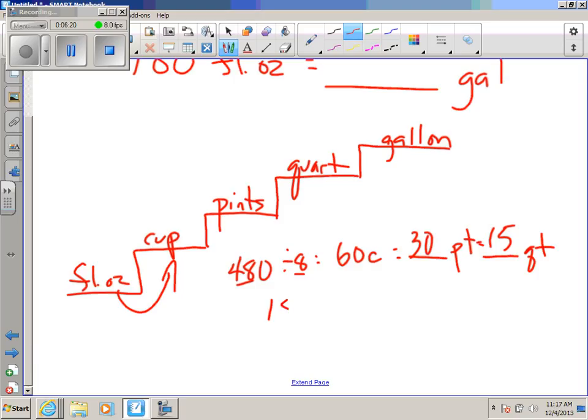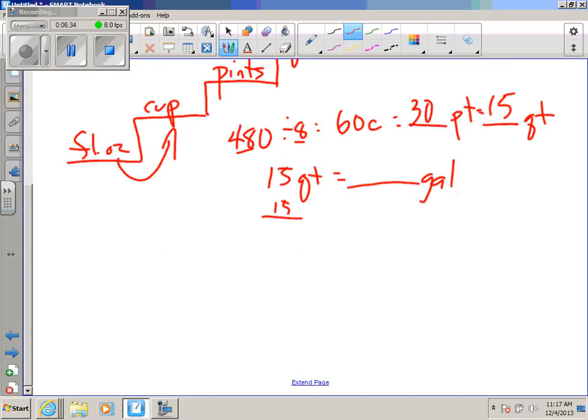15 quarts to how many gallons? Well, we're still going to divide. We're still going up. But now we're dividing by what? How many quarts are in a gallon? 4. So 15 over 4. How many times does 4 go into 15, with how many left? 3 and 3/4.